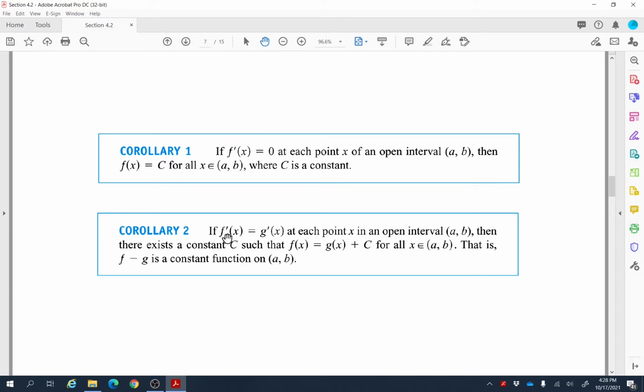The second one: if you have two functions whose derivatives are equal, meaning the rate of change of the first function is equal to the rate of change of the second function, that is only possible if the two functions differ by some constant. For example, let's say f of x is x squared and g of x is x squared plus 5. The derivative of the first function is 2x. The derivative of the second function is also 2x, because the derivative of a constant is 0. So the rates of change of two different functions are equal only if they differ by some constant.